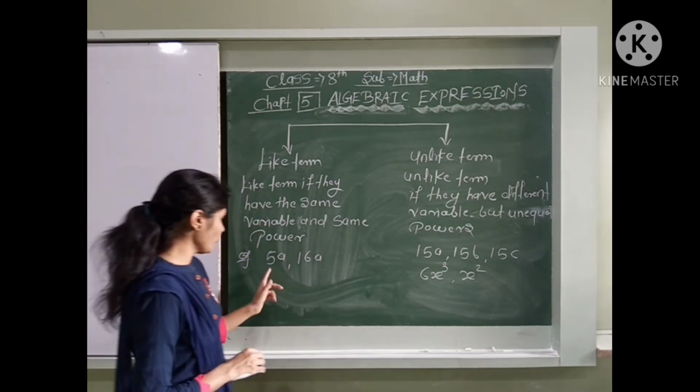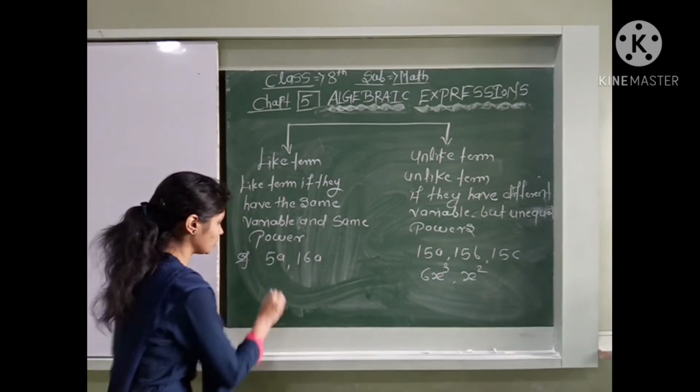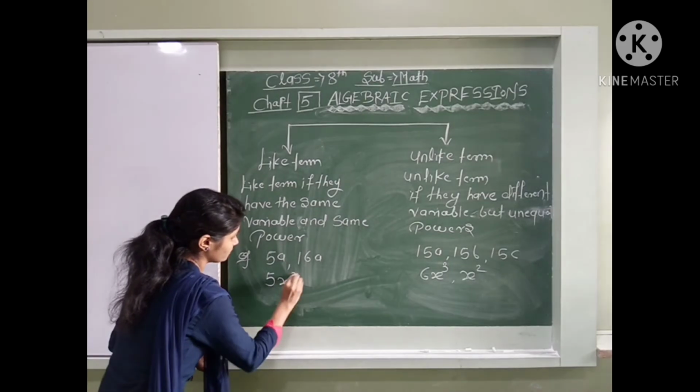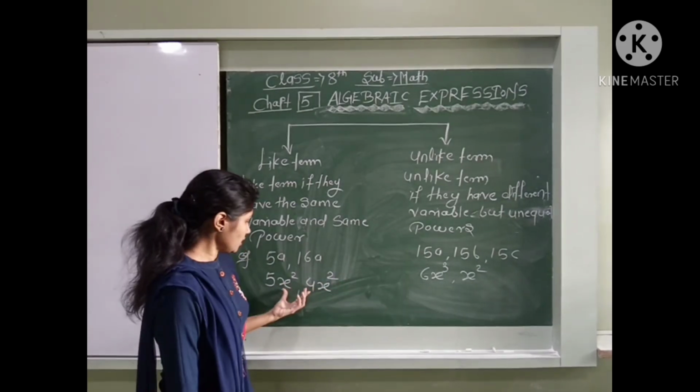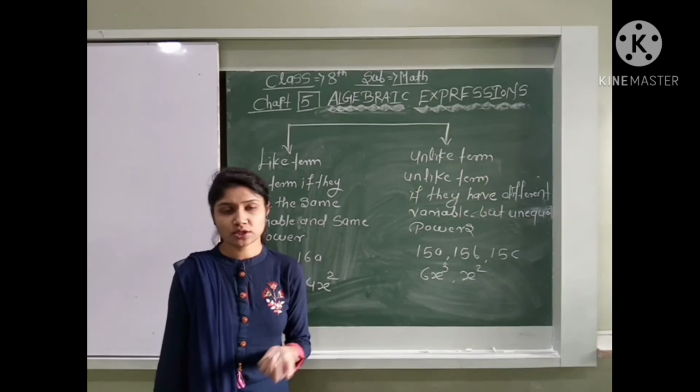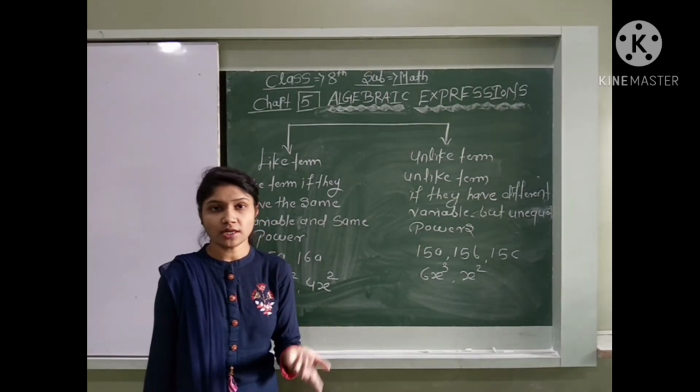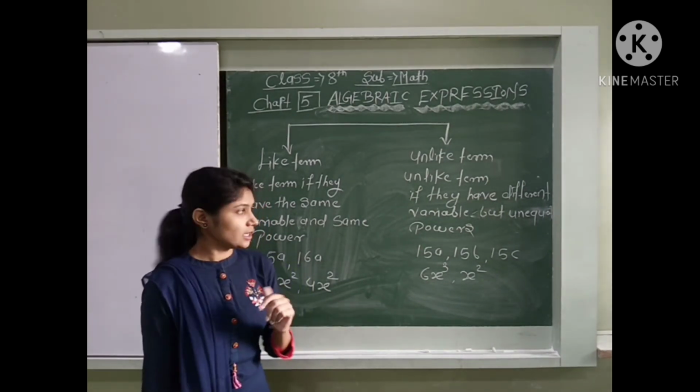Understand? For example, 5x, 16. Any example will take also 5x square, 4x square. Okay, so it is a variable, also the same, and power also the same. So 5x square and 4x square are also like terms.